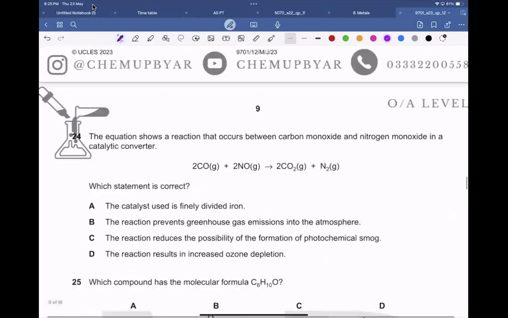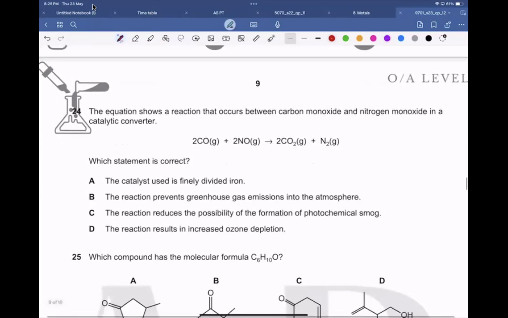Okay, now question number 24. The equation shows the reaction that occurs between carbon monoxide and nitrogen monoxide in a catalytic converter. Which statement is correct? A: the catalyst uses finely divided iron. No, it's platinum and rhodium, so statement A is wrong. B: the reaction prevents greenhouse gas emission into the atmosphere. No, the carbon dioxide formed is a greenhouse gas, so it can't prevent greenhouse emission. So B goes wrong.